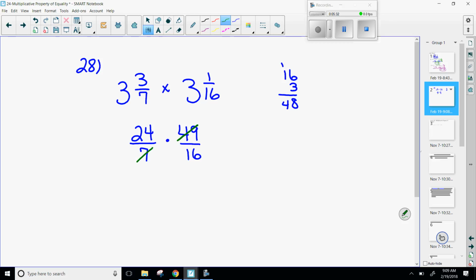7 goes into 49 how many times? 7 times. So that makes that a 7. What goes into 16 and 24? 8. 8 goes into 16 twice. 8 goes into 24 3 times. Now when you multiply fractions, you multiply the numerators together. 7 times 3 is 21, and you multiply the denominators together, which is 2. 10 and 1/2, or 21/2.